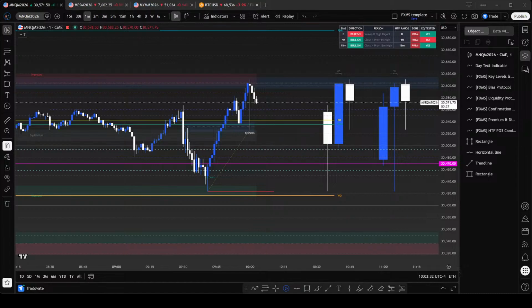JOLTS job openings, do we have it this week? I don't have it on my calendar. We do have non-farm this week, Friday, but I don't see anything on the calendar for Tuesday.